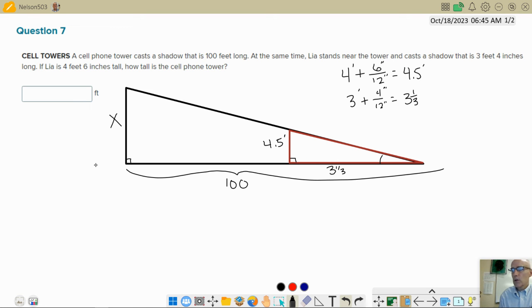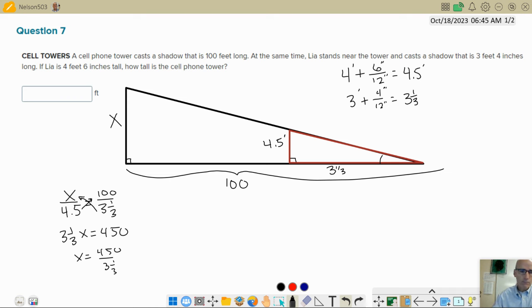So I'm going to do something like x over 4.5. Those are corresponding sides, the heights of the two objects. And then I'm going to do 100 over 3 1/3. And then we're going to cross multiply. So I'm going to go 4.5 times 100 and 3 1/3 times x. So 3 1/3 x equals 450. And then I'm going to divide by 3 1/3, 450 divided by 3 1/3.